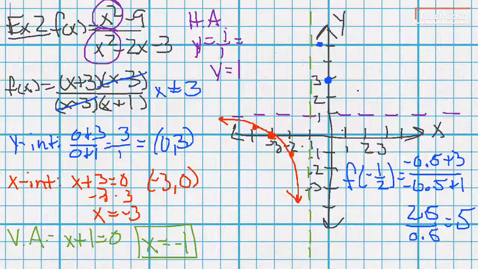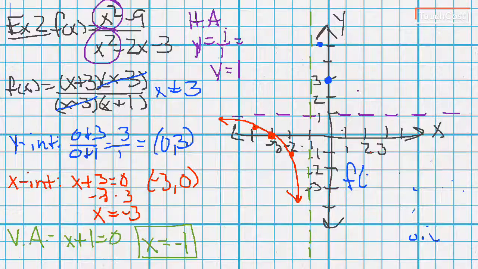We're going to put a dot there. And then we're going to do the same process, but we're going to pick a value that is to the right of 0. So maybe we do f of 1. So we're going to go 1 plus 3 over 1 plus 1. 1 plus 3 is 4. 1 plus 1 is 2. And 4 over 2 equals 2. So when x is 1, y is 2.